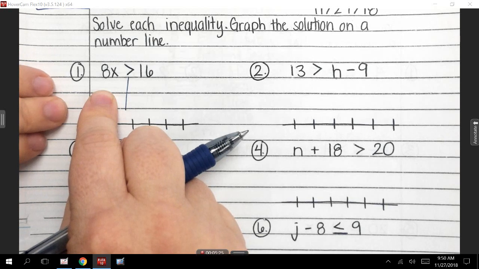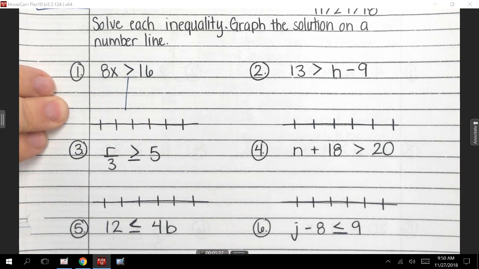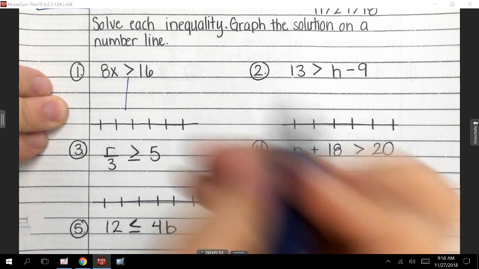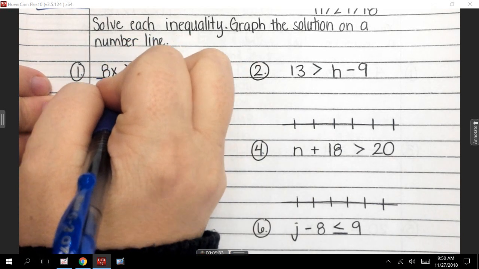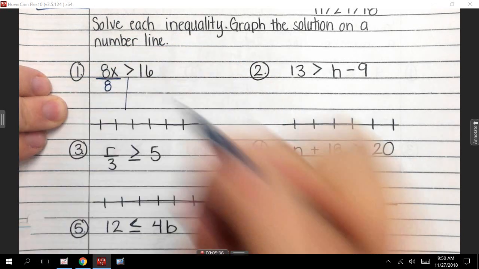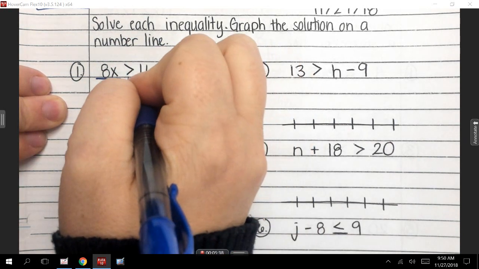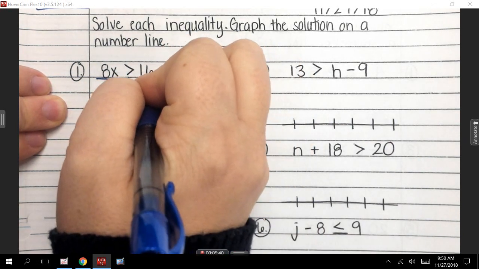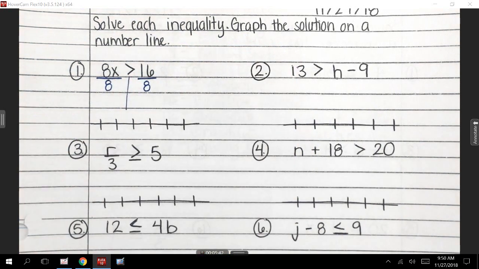Dividing. How do I write division? What's my new way that I should be writing division? Hayden? As a fraction. So I'm going to do divided by 8 by writing that fraction bar. And if I do it to one side, do it to the other. Divided by 8.